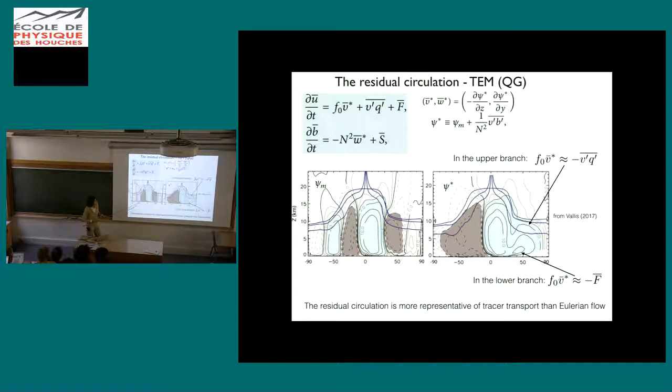The main thing is that it seems like a lot of work, but it's kind of beautiful the way it works out. The reason why you should look at the residual stream function rather than the Eulerian stream function is that this is more representative of the transport of tracers, not just potential temperature. Really, it is representative of the transport of all tracers. The Eulerian one is representative of the transport of volume, but we don't really care about that very much. We care where stuff goes.